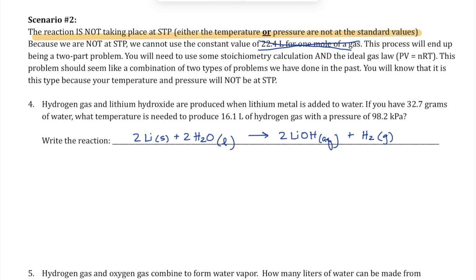In this process, we will end up needing to do 2 calculations or 2 parts. We're going to need to use some stoichiometry, and then we are going to need to use the ideal gas law, which is PV equals nRT. We can do stoichiometry when we have moles of gas, and n is equal to moles of gas. And so that's our connecting point, the moles of our gas.